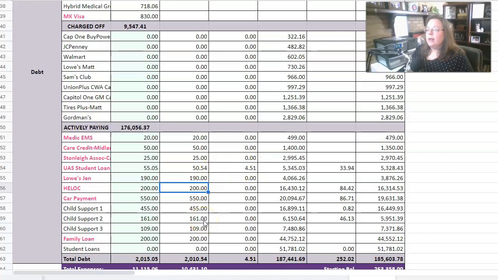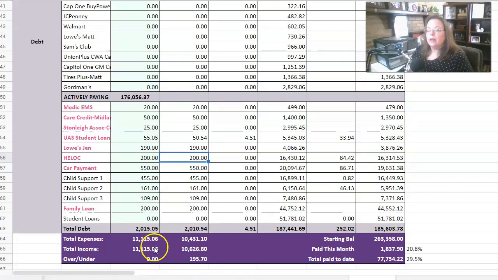So now let's come down here and, well, let's go across here. So we started with $187,441 at the beginning of July. We did have to pay some interest here, a total of $252. When it was all said and done with our ending balances here, we owe $185,603 as of the end of July.